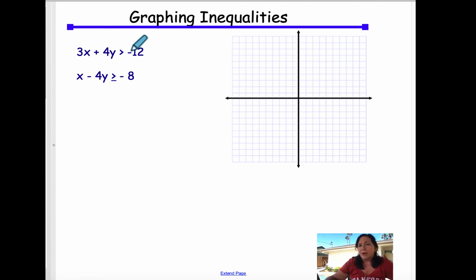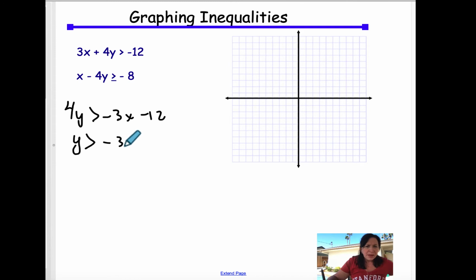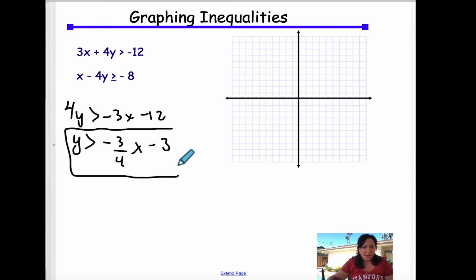So I'm going to solve for y on the first equation. I'm going to get 4y is greater than negative 3x minus 12. I'm going to divide by 4. I get y is greater than negative 3/4 x, and then dividing by 4, I get minus 3. So here's one equation. I'm just going to box that up so I can easily get to it if I need to.